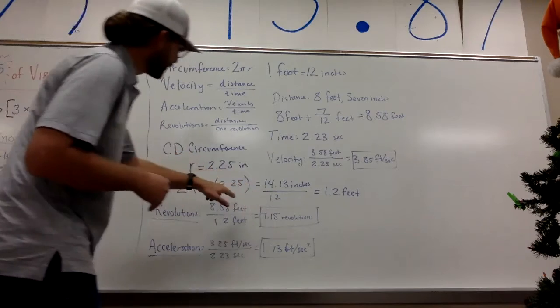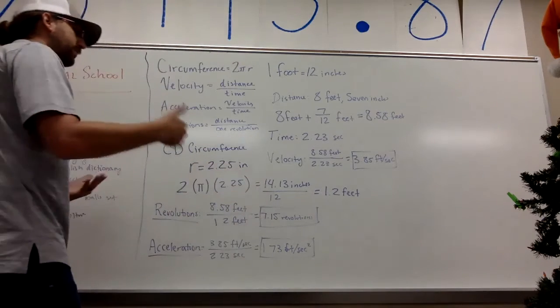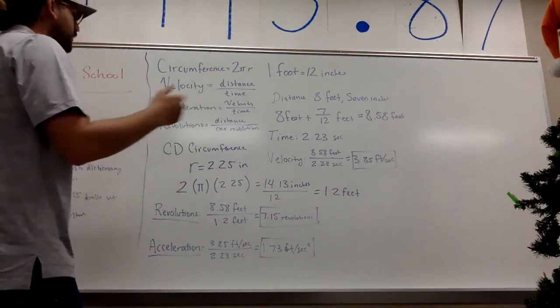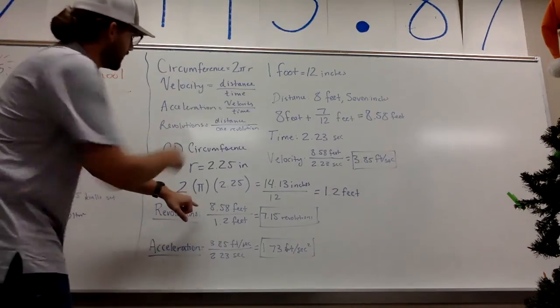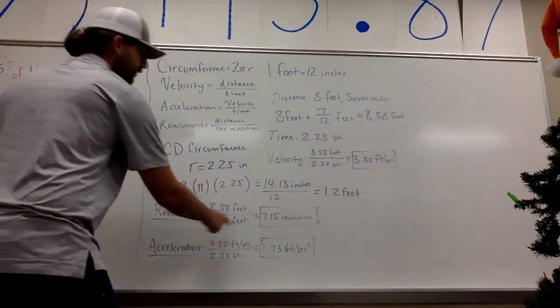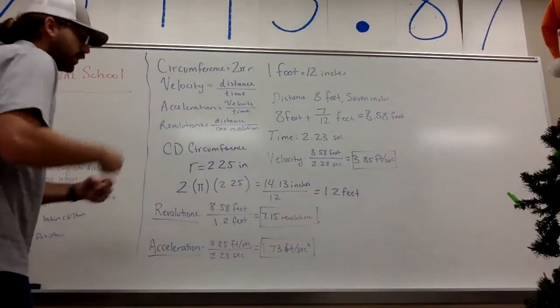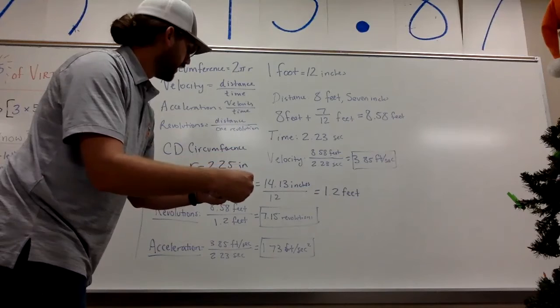We did the same down here with our radius, divided by 12. So we came out with 14.43 inches, which is 1.2 feet. Then we just started plugging things into our equations. We found our revolutions, which is distance traveled, 8.58 feet, divided by 1.2 feet, equal to 7.15 revolutions, which means the wheel spun 7.15 times as it was traveling.